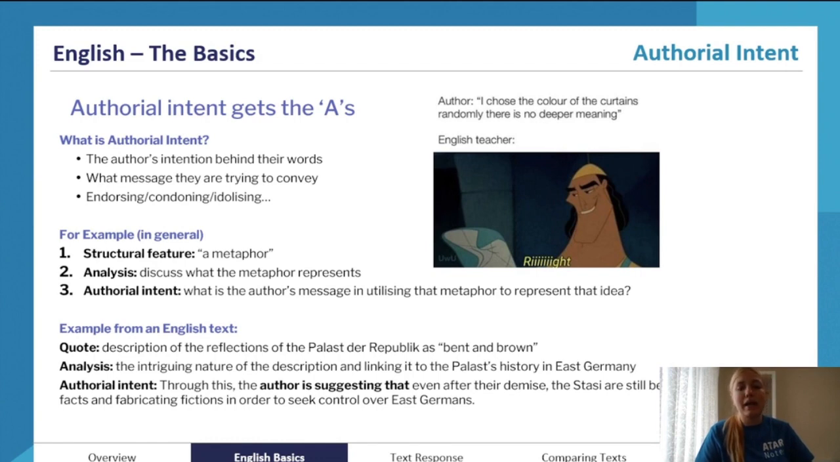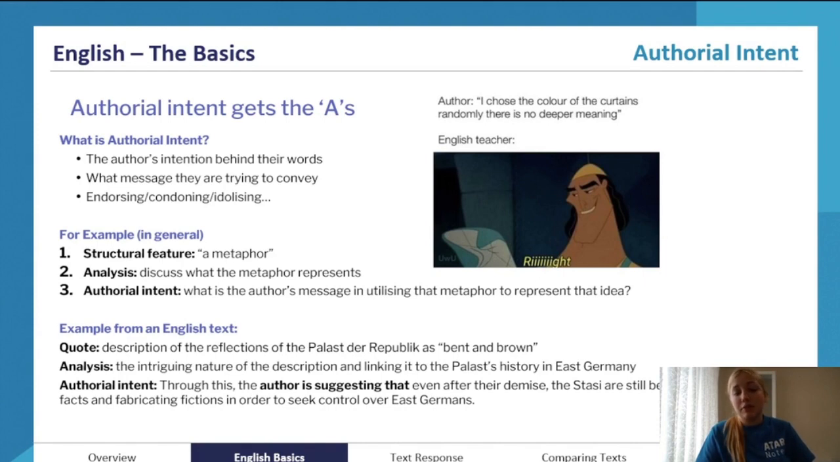So let's have a look at an example. Let's say a structural feature would be a metaphor. Then we would analyze what the metaphor represents, but we want to close with authorial intent within our body paragraph and have it a second time. So we might extend further after we analyze the literal meaning of the metaphor into what the author's message in using that metaphor is.